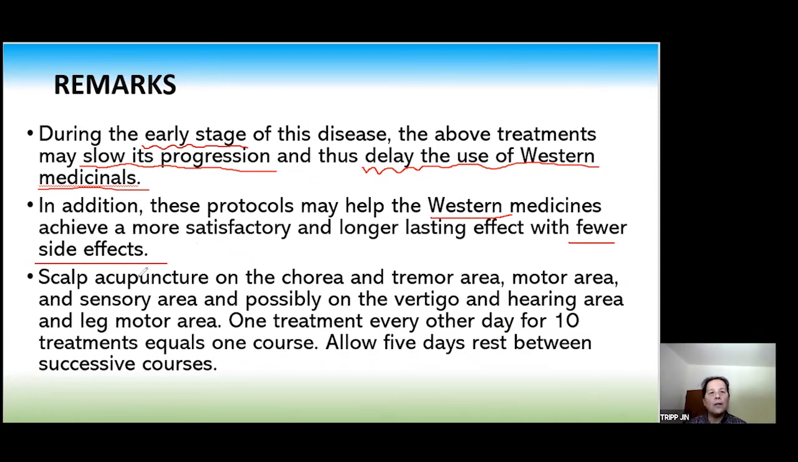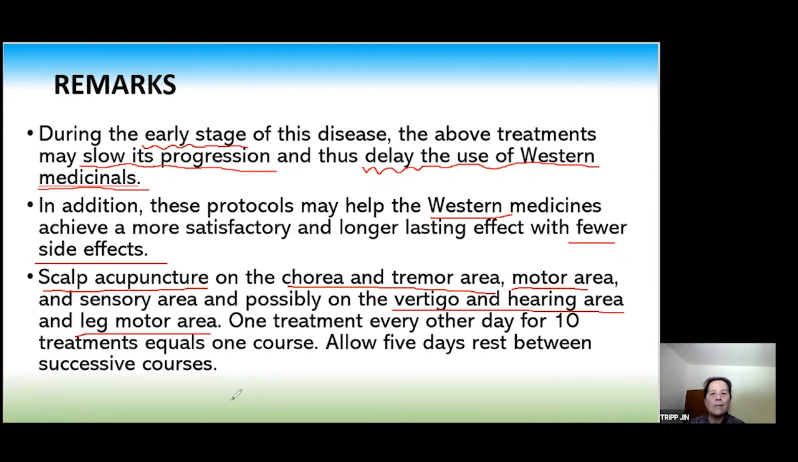And also for this kind of condition, scalp acupuncture truly helps. Go to the special area to control the tremor, and also the motor area. So that truly controls the tremor. And if the patient has some balance problems, we can also go to the vestibular and hearing area, and especially the leg motor area.